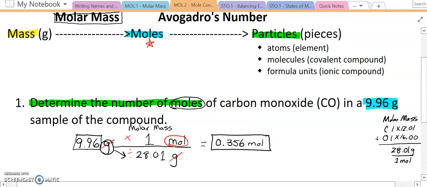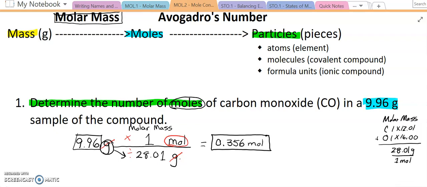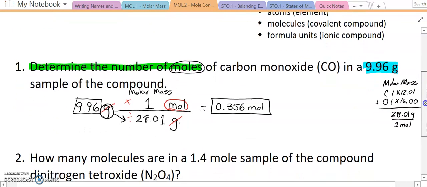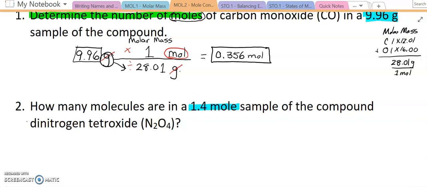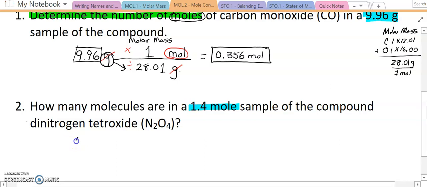Now, not every problem is going to start with grams. So it's going to be really important to pay attention to what your units are, because I can start anywhere. So when I take a look at the next problem, it says how many molecules are in a 1.4 mole sample of dinitrogen tetroxide. So again, I have a number, 1.14, and I have a unit. And again, that is what I'm going to start with in this problem. Except this time, I'm going to start with moles.